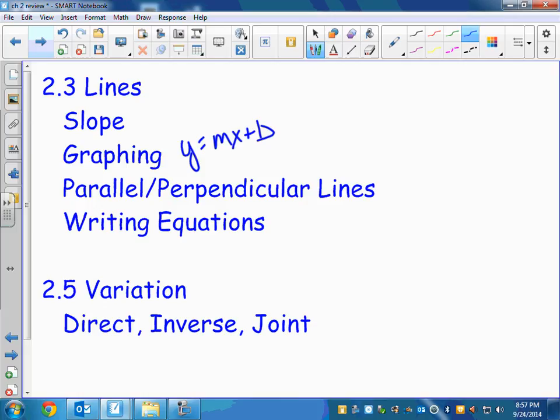And then yesterday, variation: direct, inverse, and joint variation. The best way to practice those is to just do those problems. I might reassign some of the same ones that you did yesterday. I'm not sure. But that's it.